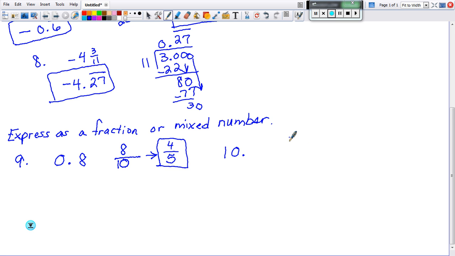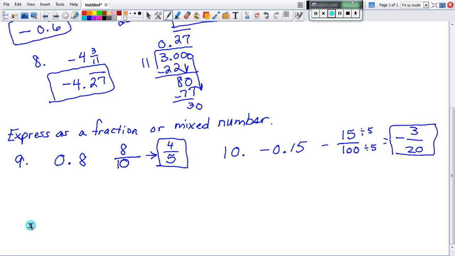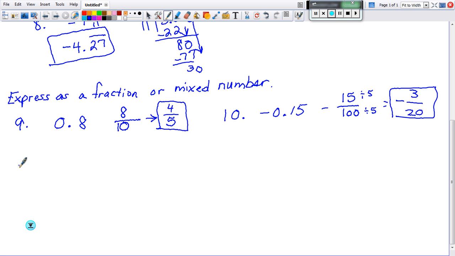Number 10. Negative 0.15. Okay, so the negative stays in your answer. You make a fraction with a 1 on the bottom. There's 2 numbers after your decimal, so you're going to put 2 zeros after your 1. And then the number after the decimal goes up top, so 15. You can divide these numbers by 5. Still got your negative. 15 divided by 5 is 3. And 100 divided by 5 is 20. Negative 3 over 20 is the answer to that one.